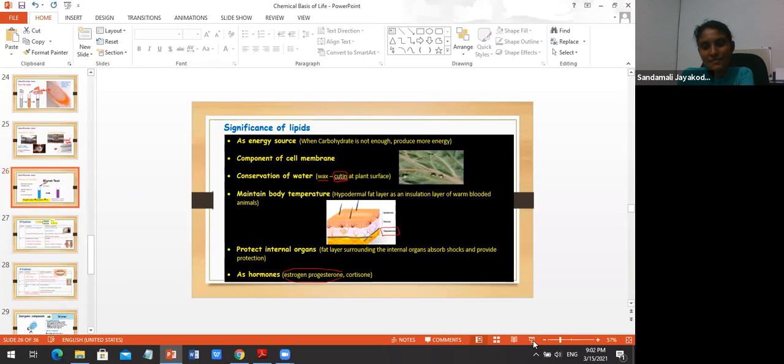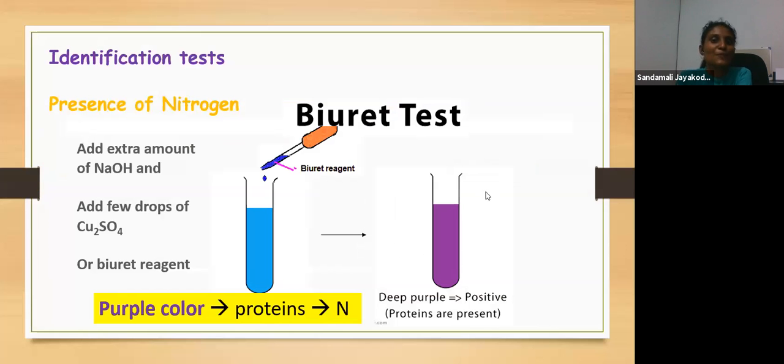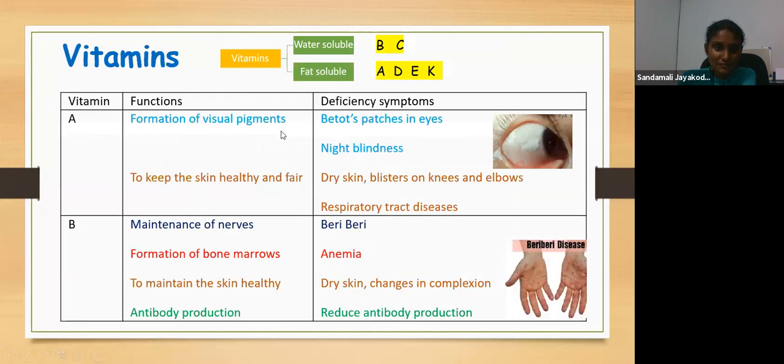We are doing the same test as we did for the proteins. So we take the same sample, whatever sample we take, and add sodium hydroxide in extra amount, and then a few drops of copper sulfate, and finally biuret reagent. Sorry, if not, biuret reagent.